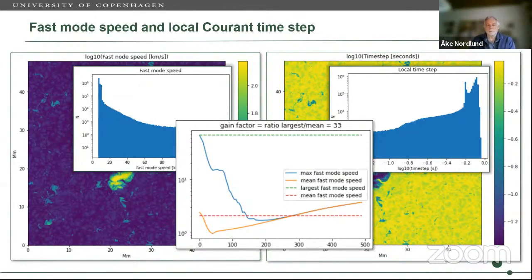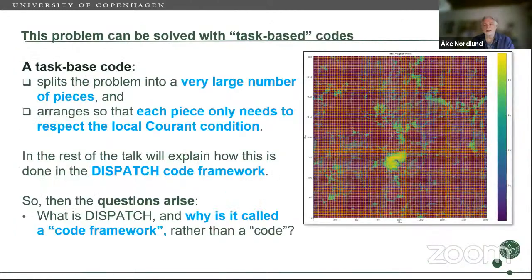How can we do that? Well, we put them in a very large number of pieces that are much, much smaller, for example, of the order of 20 cubed instead of 200 by 200. And then we arrange things so that each piece only needs to respect the local Courant condition. And how can we do that? It still needs to have ghost zone information from its neighbors. Well, if the neighbors have a record of time slices, they can interpolate, or in some cases extrapolate, to give the task its guard zone information.